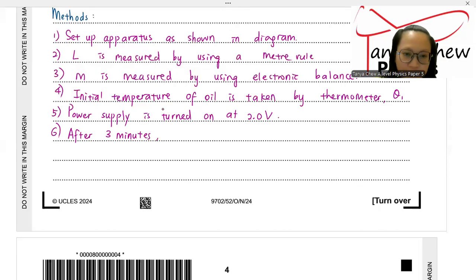Right, I said that the final temperature of oil is taken by thermometer.